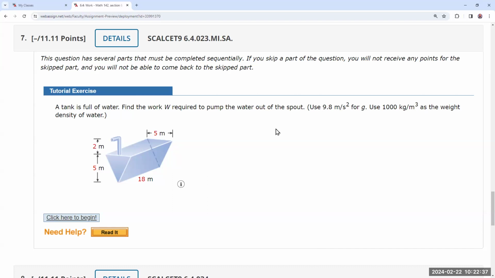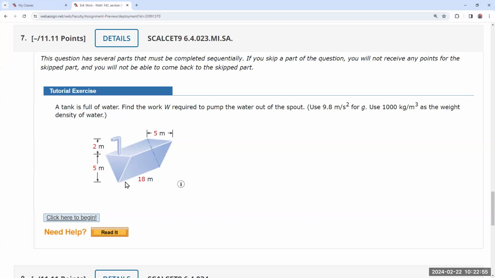Once you have the weight of each slice, then you need to figure out how far you have to lift it. Well, you have to lift it up to a height of 7. Down at the bottom, we started at y=0. Up at the top of the water, we were at y=5. At y=5, you have to lift 2 meters. At y=0, you'd have to lift 7. No matter what your y is, you'd have to lift 7 minus y units to pump it out.